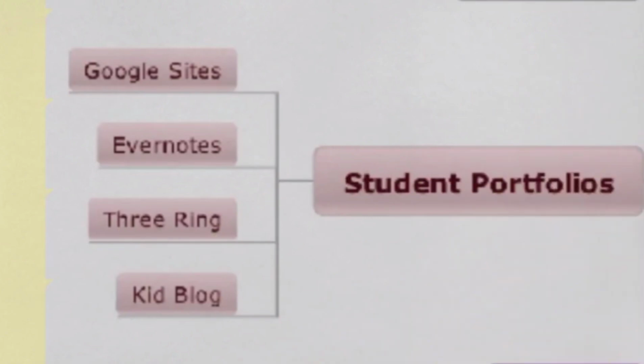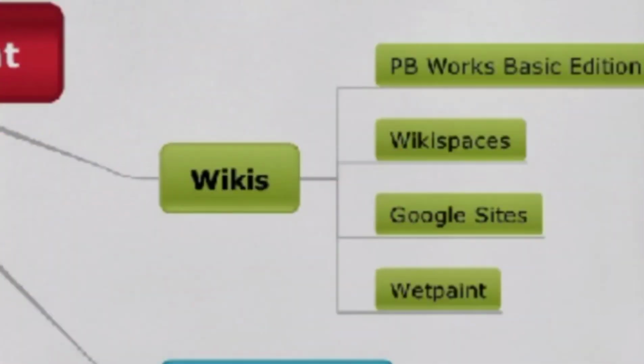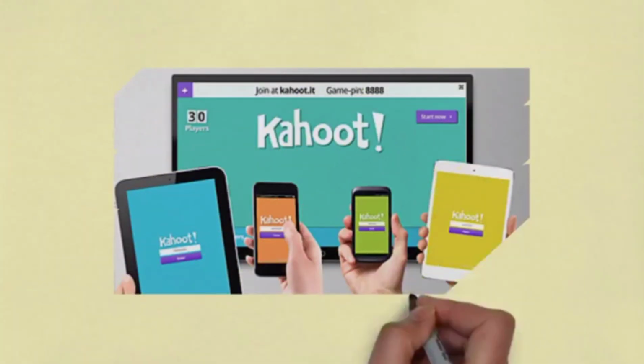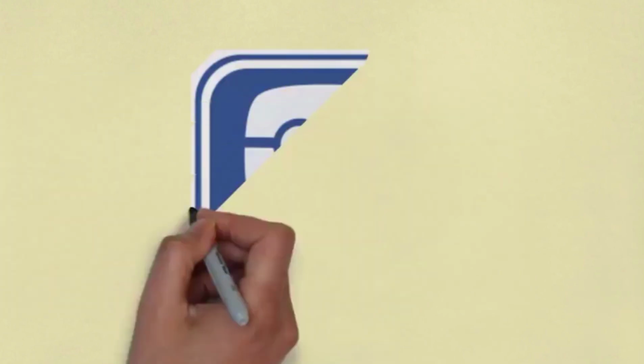Google Sites, Evernote, 3Ring, and KidBlog are all free tools that can be used for student portfolios. Wikis are interactive and encourage collaboration, discussion, student involvement, and can be used for reflection. PBWorks, Basic Edition, Wikispaces, Google Sites, and WebPage are all hosts for wikis. Games such as Kahoot provide a fun and engaging way for student review of upcoming tests in any subject matter.